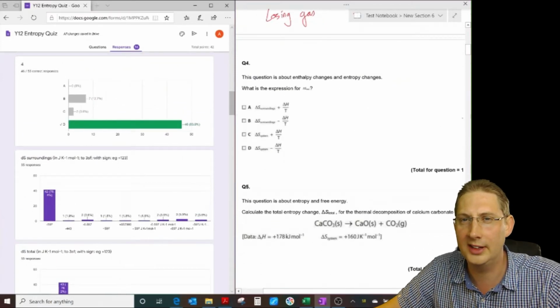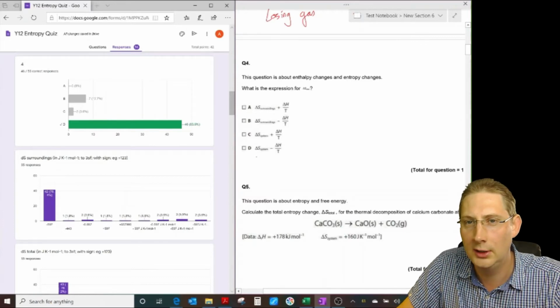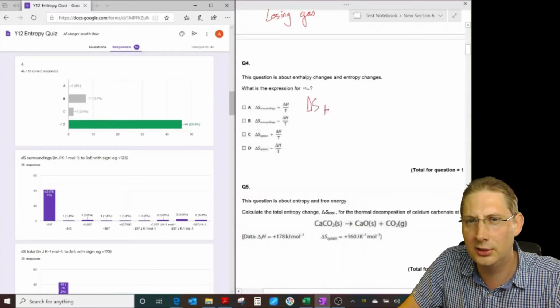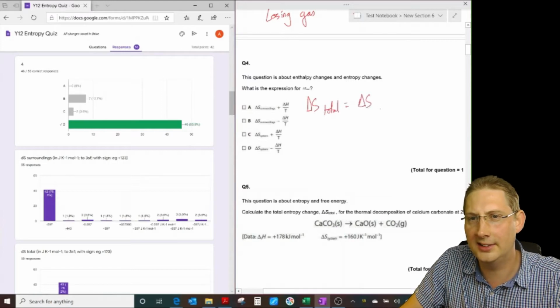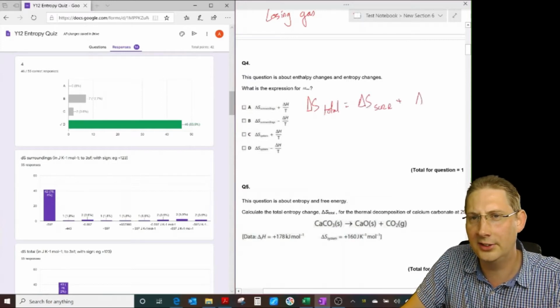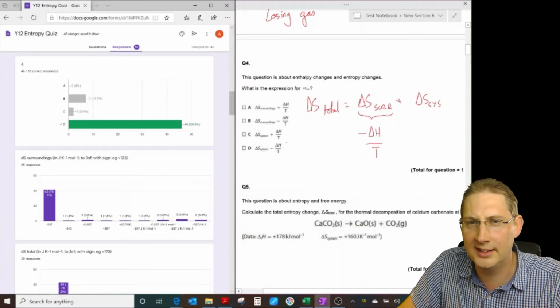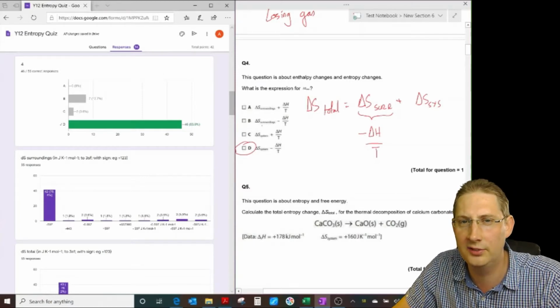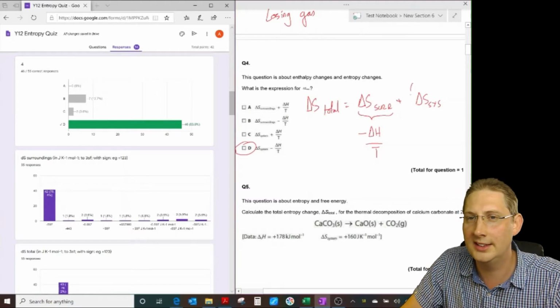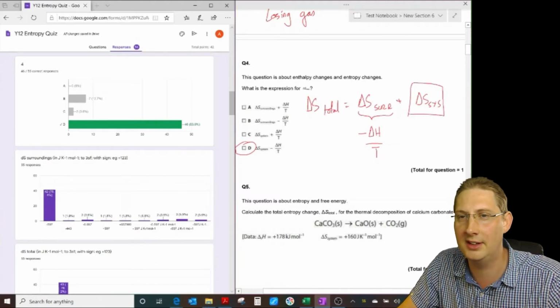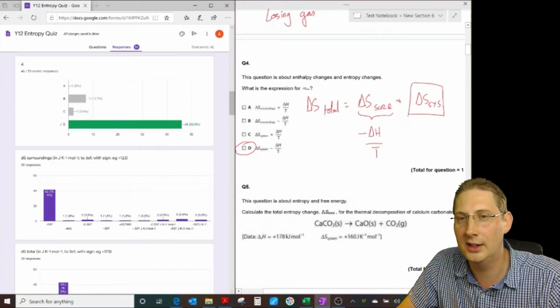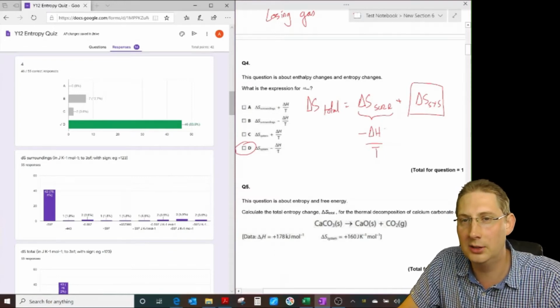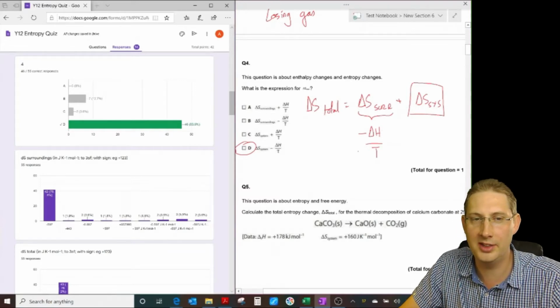This question here, what is the expression for dStotal? Well, hopefully you know that dStotal equals dSsurroundings plus dSsystem, and dSsurroundings can be replaced by minus ΔH over T, so it's dSsystem minus ΔH over T. 85% of you got that right, but a lot of you going for dSsurroundings. But no, the system is what you calculate in the method akin to Hess cycles. It's the surroundings where we can work out the energy from the enthalpy change divided by the temperature.